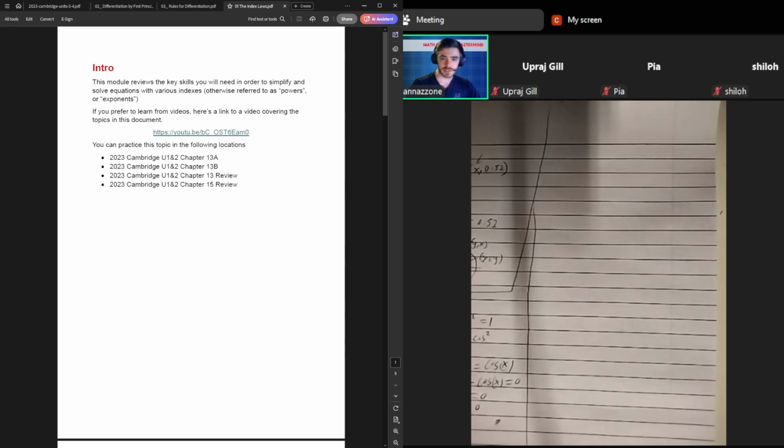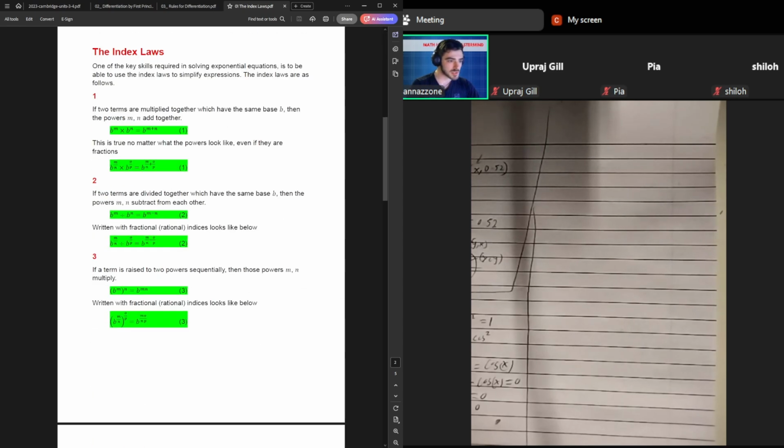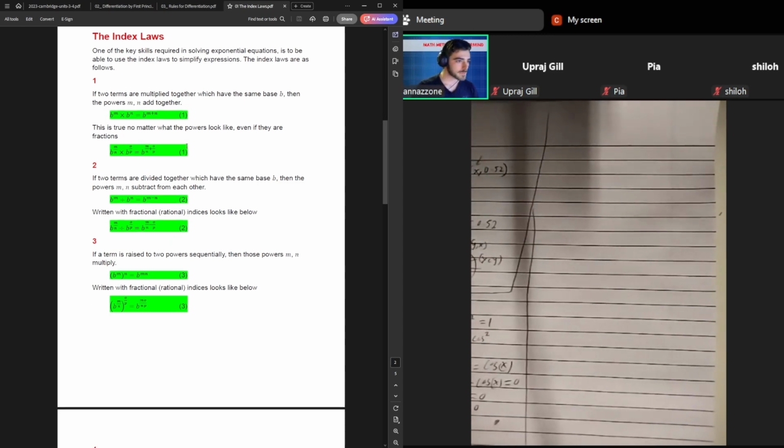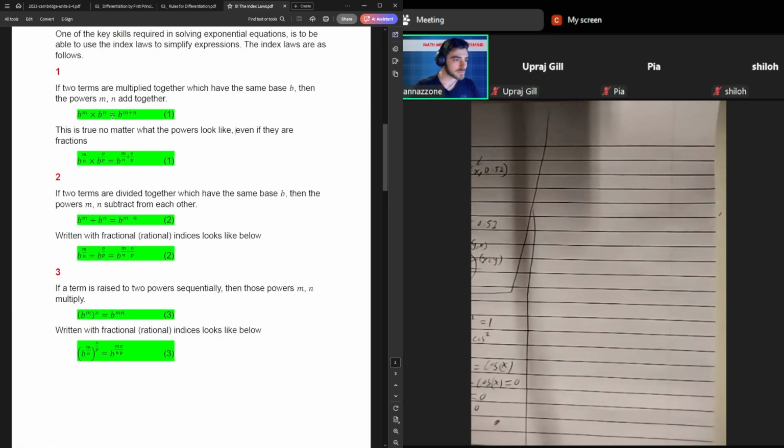One of the first things you'll need to be able to do for exponentials and logarithms is understand your index laws quite well. This will allow you to solve quite complicated exponentials simply because you're now dealing with different powers, essentially. Index laws, very briefly, as follows. They all revolve around when you have two things with the same base.